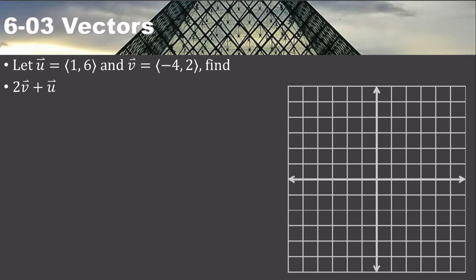All right, we have 2v plus u. So let's start by multiplying. Order of operations still applies. So then I have negative 8 plus 1 and 4 plus 6.